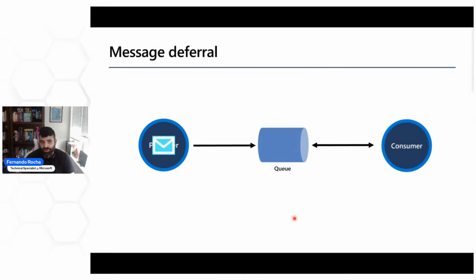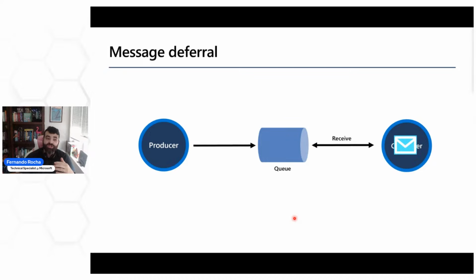Another one that's pretty popular is message deferral. So let's say you are a producer and you're sending a message to a message queue, right? The consumer, once it receives that message, can choose to do a couple of things. It can process that message, or you can defer that message back to the queue, meaning that maybe the consumer is not ready to process that message at that time. Maybe it's waiting for another process from another system to complete. Maybe that message is in an order that is not ready to receive it yet.